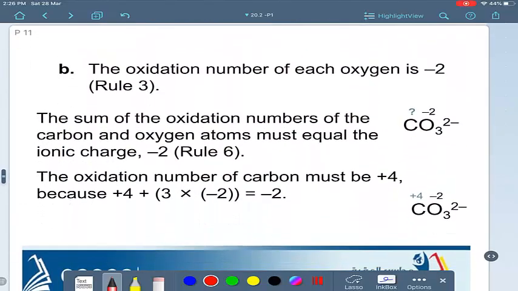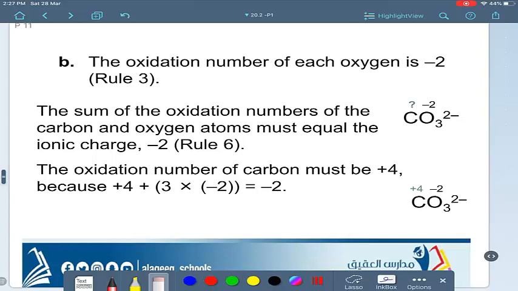Let's move to the second example. Let's see the example of the CO3 negative 2 polyatomic ion. First, we have oxygen here. The oxygen atom, related to rule 3, has a negative 2 charge because it's not the special case for oxygen. Rule 3.